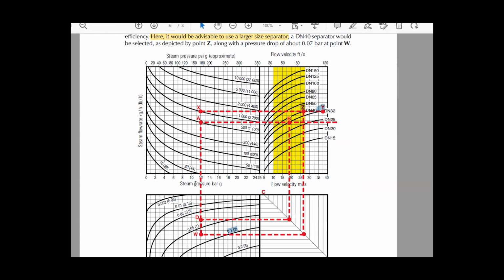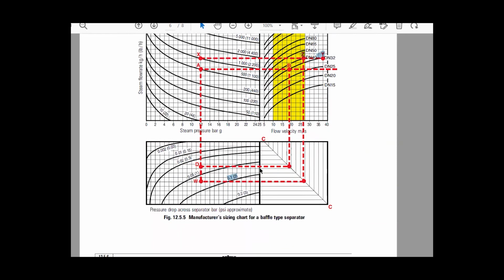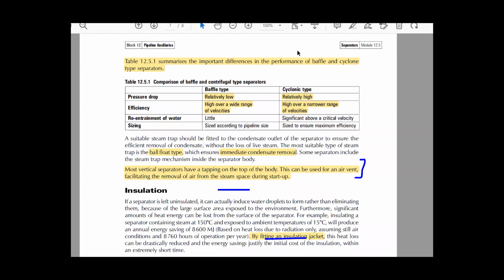So when I have 12 bar steam at 1000 mass flow rate, to be in the safe shaded region, I have to increase the size of the pipe itself to be in the shaded area and to increase the efficiency of the separator. So I take a vertical line, and the pressure drop will be low. This is a good method to increase the efficiency of your separator.